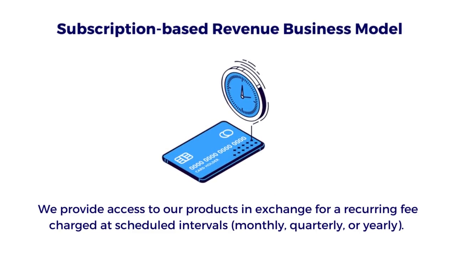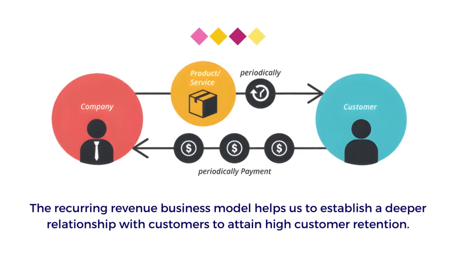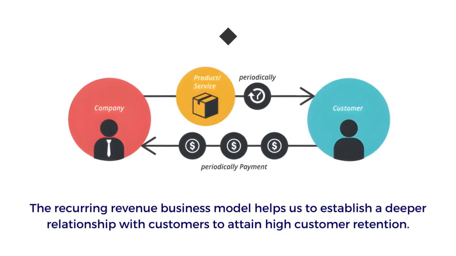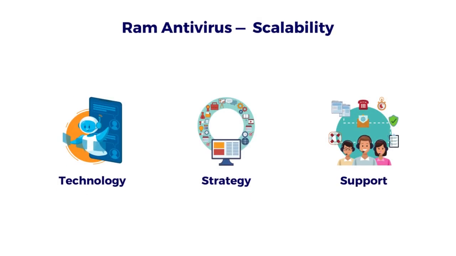Subscription-based revenue business model. We provide access to our products in exchange for a recurring fee charged at scheduled intervals, monthly, quarterly, or yearly. The recurring revenue business model helps us to establish a deeper relationship with customers to attain high customer retention. RAM Antivirus Scalability.